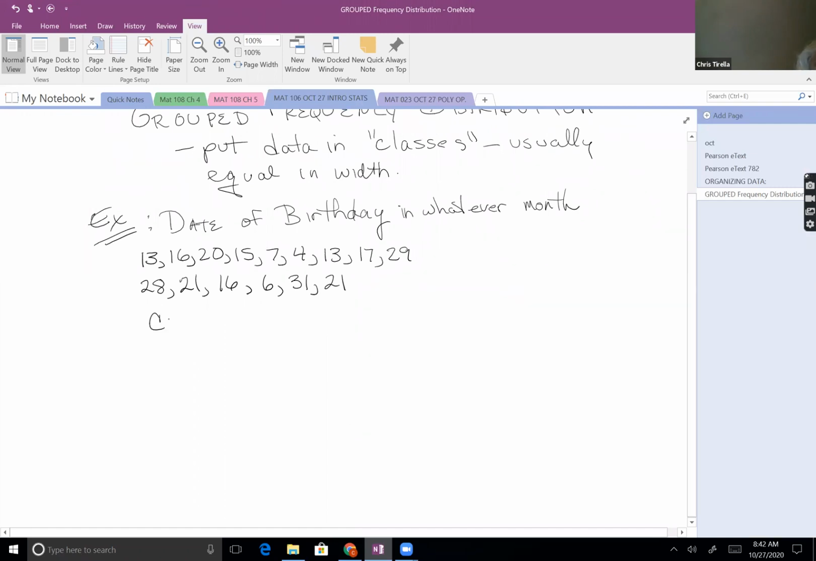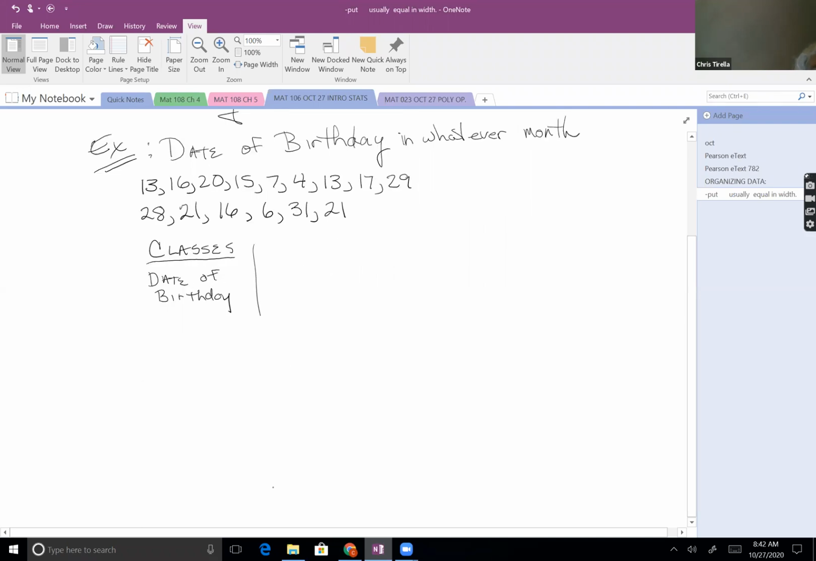And so my first column, instead of having individual values, is going to have classes. And so let's say we're looking at the date of her birthday. And let's say maybe I want to break them up into groups of 5. So I might go, the 1st to the 5th, then I might go the 5th to the 10th to the 15th. But I'm going to stop for a minute and ask you guys, does that look right?